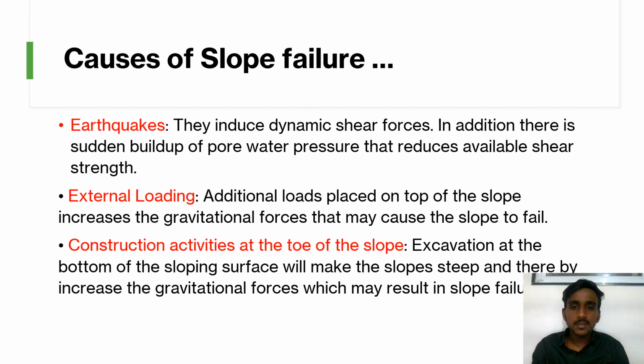Along with that, there are also other causes of slope failure. The first one is earthquake. They induce dynamic shear forces. Along with that, there are lateral forces which lead to slope failure. Next is external loading. Additional loads placed on the top of the slope increase gravitational force, and that may cause the slope to fail. Another one is construction activities at the toe of the slope. Excavation at the bottom of the toe leads to a steep slope, which increases gravitational force and leads to slope failure.